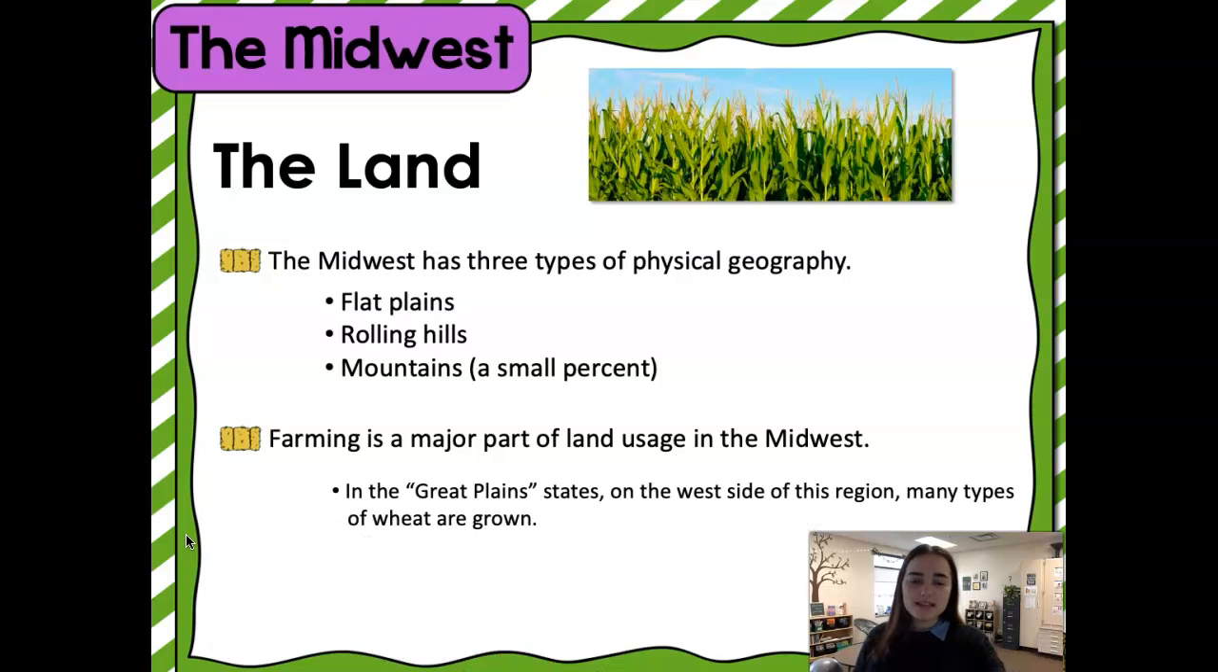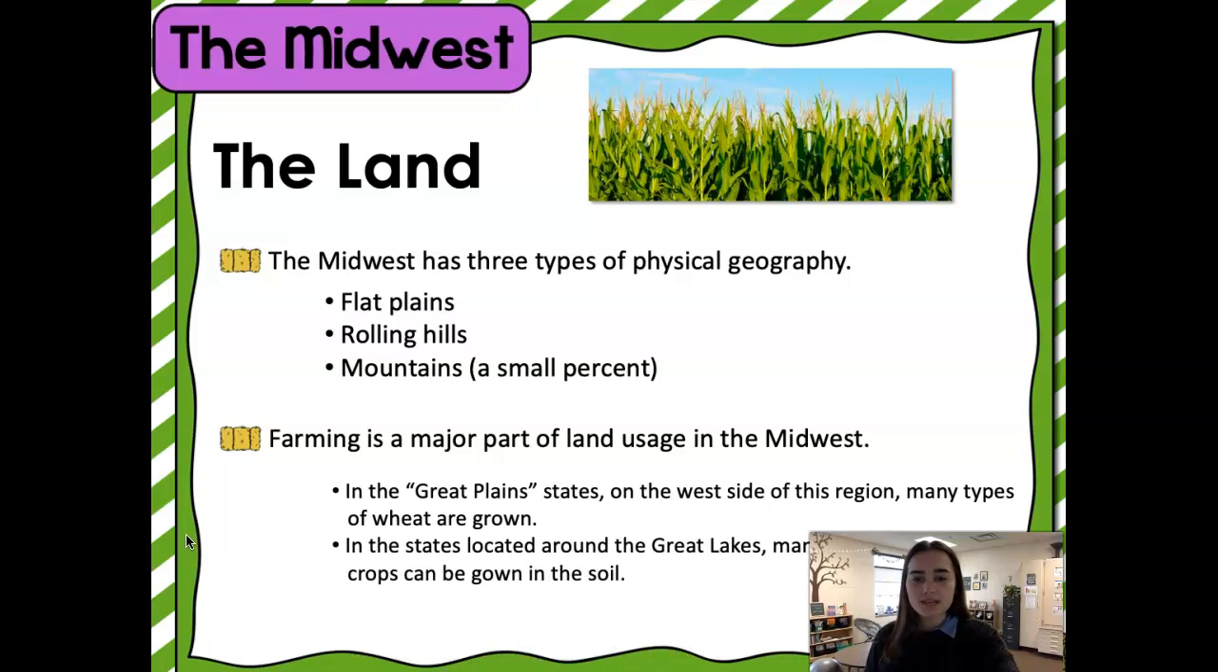In the Great Plains states on the west side of this region, many types of wheat are grown. And in the states located around the Great Lakes, up north, if you've ever driven to Duluth, you've seen Lake Superior. That's one of the Great Lakes that we're going to learn about. There are many different kinds of crops that can be grown in that soil.